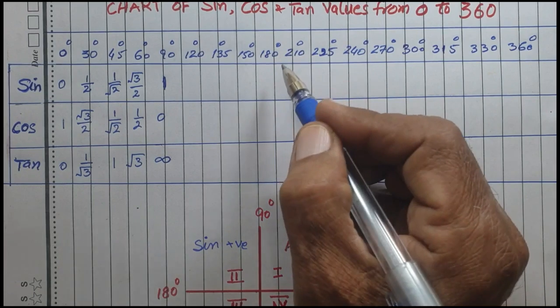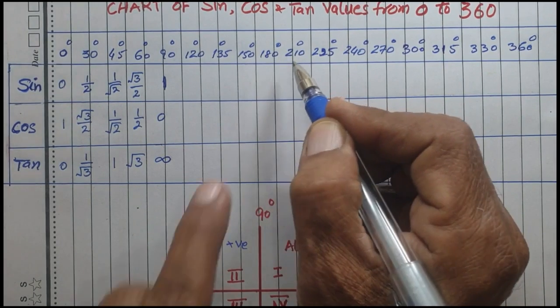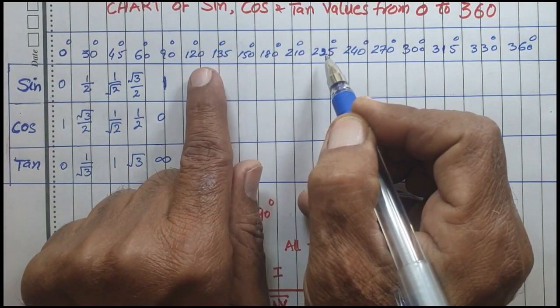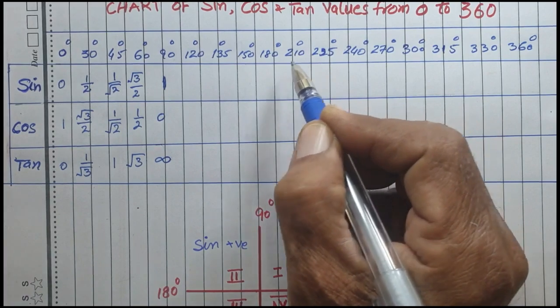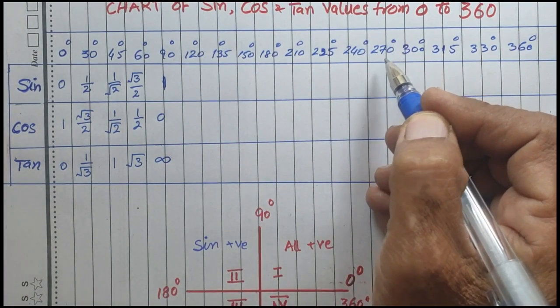Similarly, first add 30 degrees, then 15 degrees, also 15 degrees, and then 30 degrees. You will reach 270 degrees.